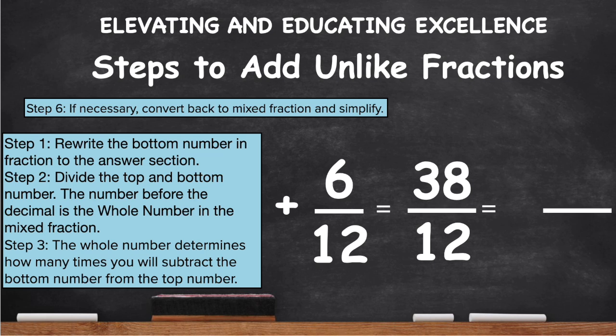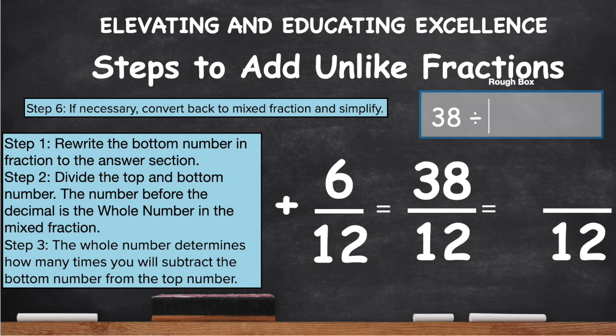So let's go with step number 1. We're just going to move that 12 over to the answer section in the new fraction. Now we're going to do step number 2. So we're going to draw a rough box, and in that rough box, we're going to write 38 divided by 12. 38 divided by 12 equals 3.16. So as stated, the number before the decimal is a whole number. So we're going to move that 3 down to the whole number in the answer section of the mixed fraction.